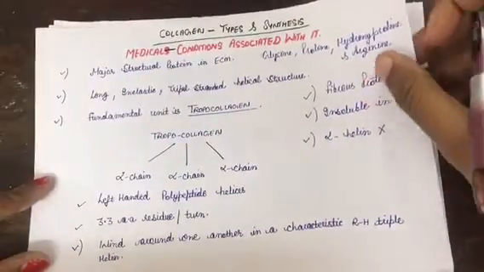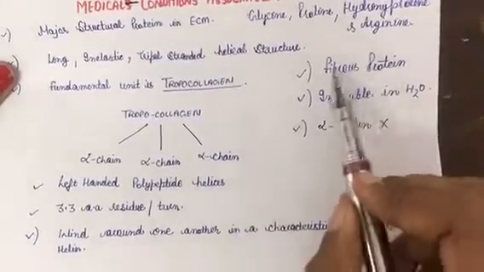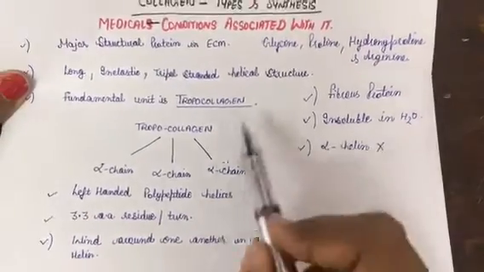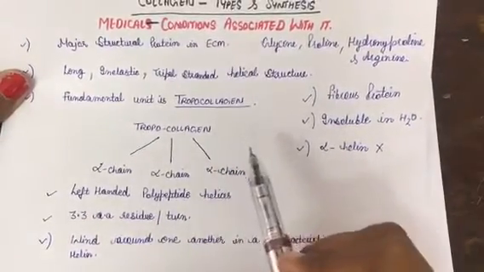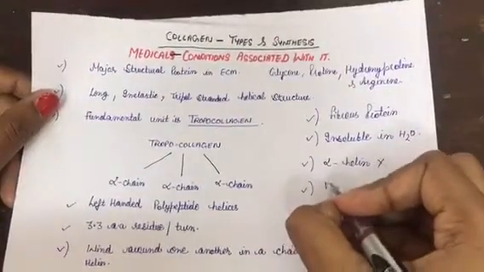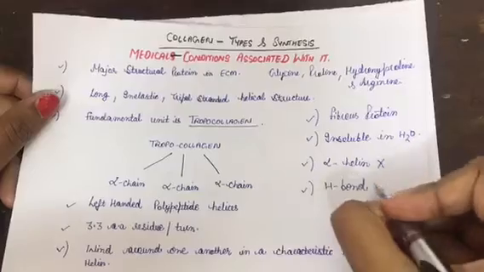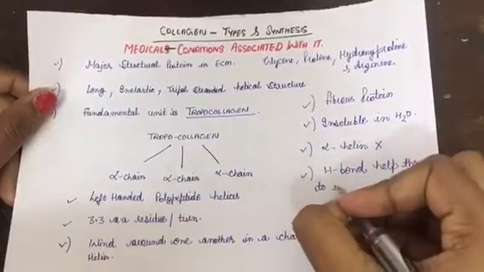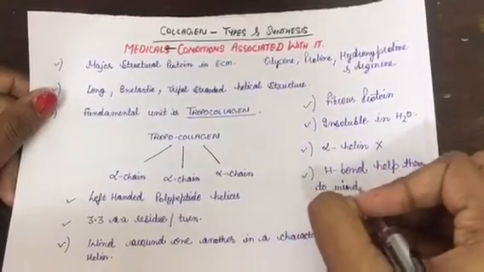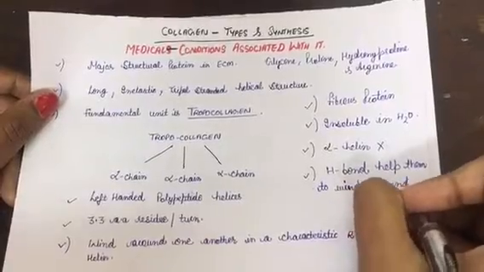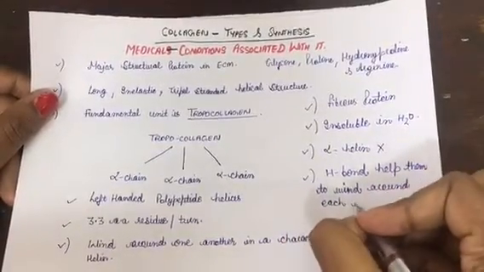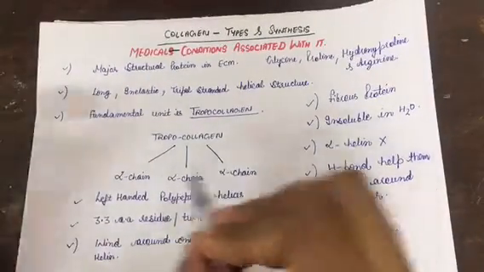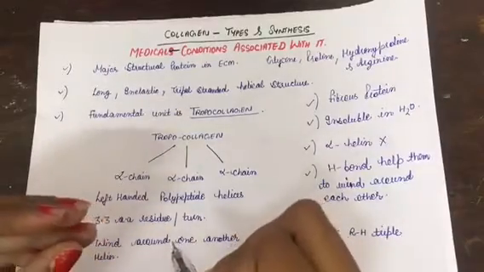Okay, so the main point is fibrous protein, insoluble in water, the helix is not an alpha helix, and this helix is stabilized with the help of hydrogen bonds. Hydrogen bonds help them to wind around each other. And this hydrogen bonding is not between the amino acids, it is between the chains.